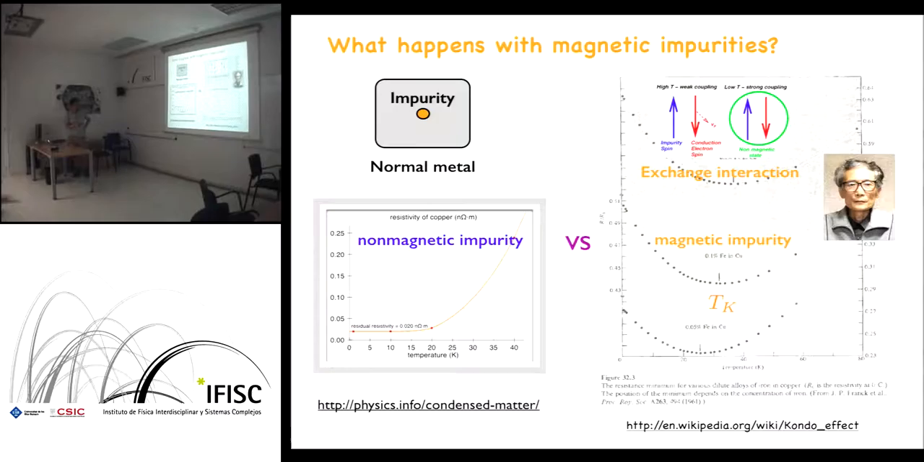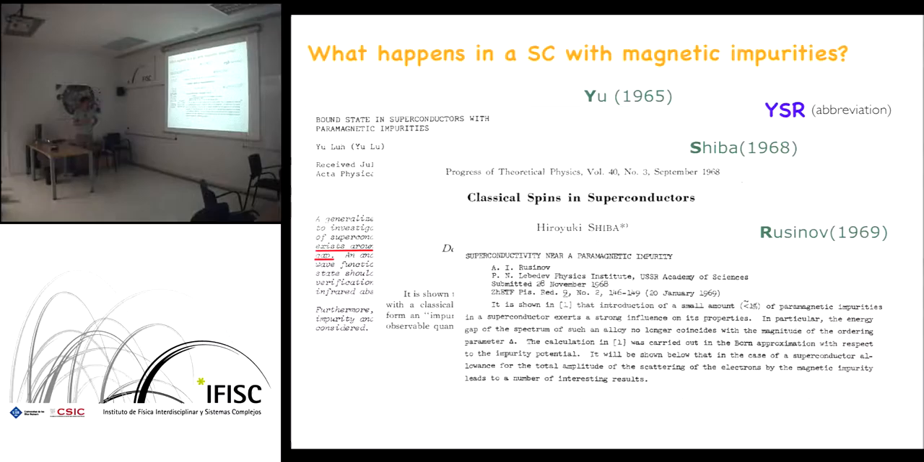As you can see here, when we decrease temperature, it decreases. But below some critical temperature, which is called the Kondo temperature, it increases again. This is because the impurity is screened by conduction electrons making a singlet. This is the Kondo effect. Then the next question is, what happens in a superconductor with magnetic impurities?